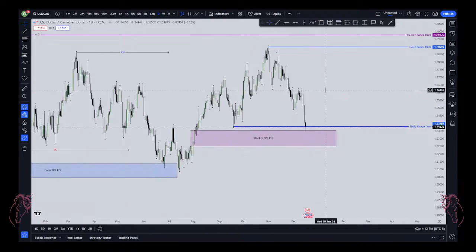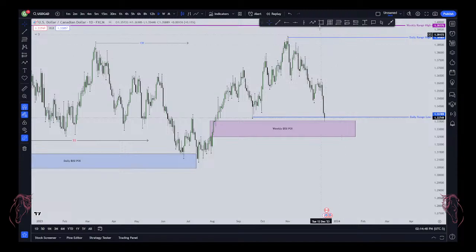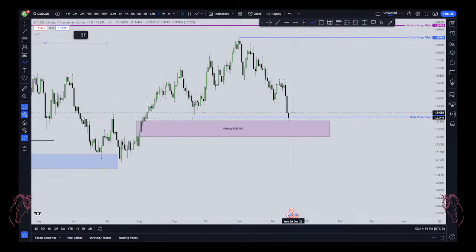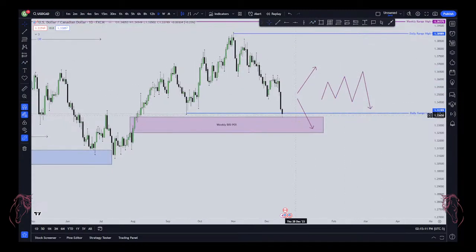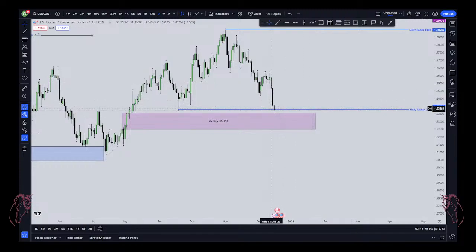All right, if it does respect this weekly BISI, then that's what we'll most likely see. However, we can't just hold our bias into one direction because we always have to keep in mind that price moves up, price moves down, and price consolidates. Okay, so it could do either of these three. So it could immediately reject, which I doubt it will do. It could immediately violate, or it could consolidate.